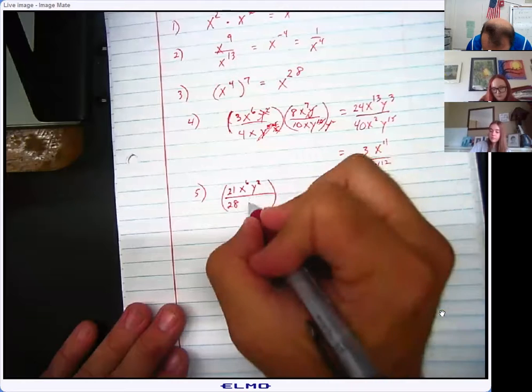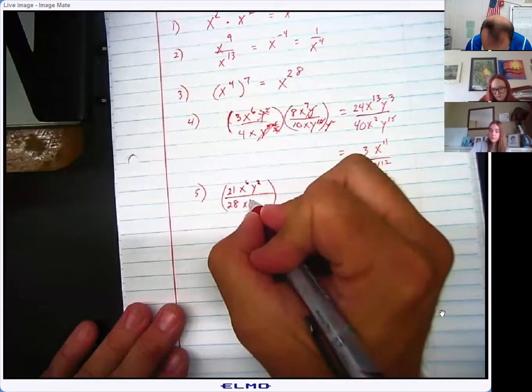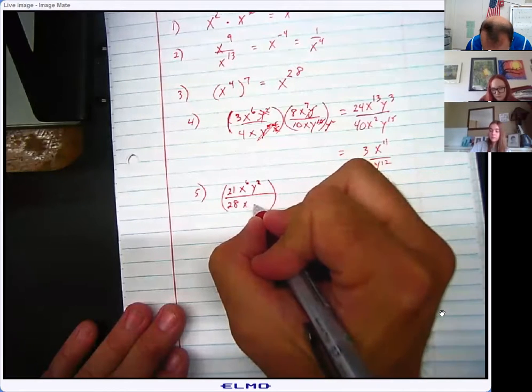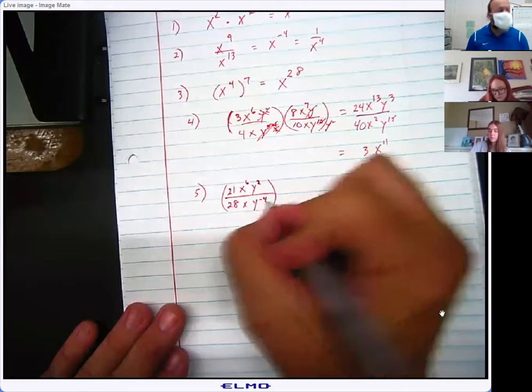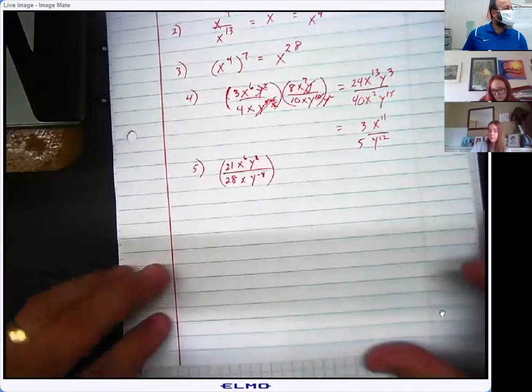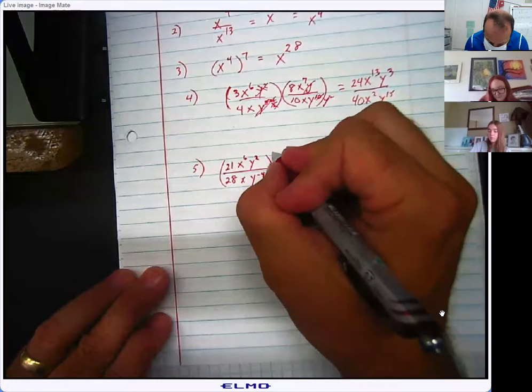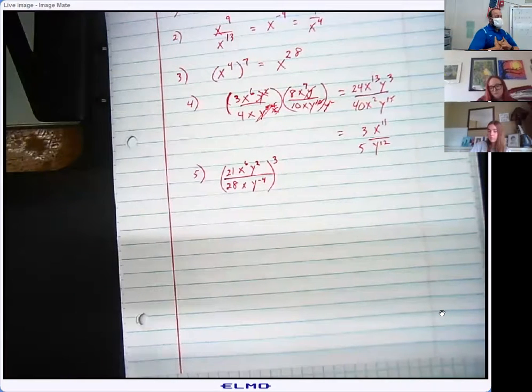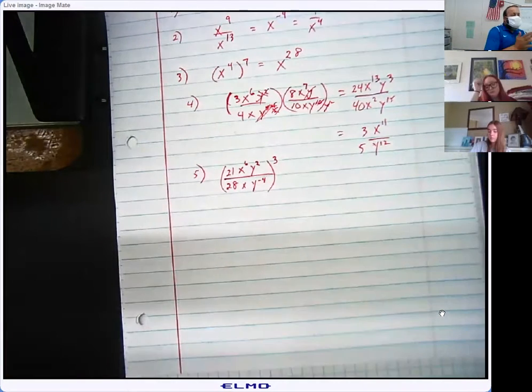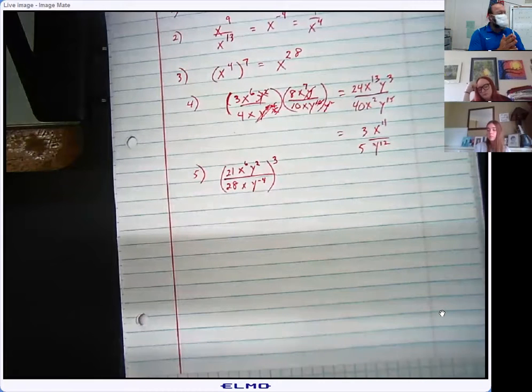21 28 x^6 y^2 (x)y^-4. Yeah, I love that. Cute. A lot of people don't like negative exponents. They scare them.